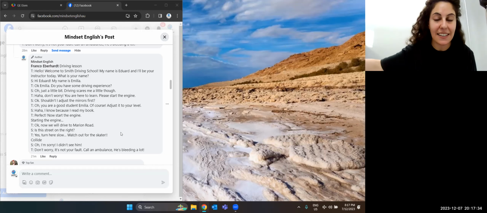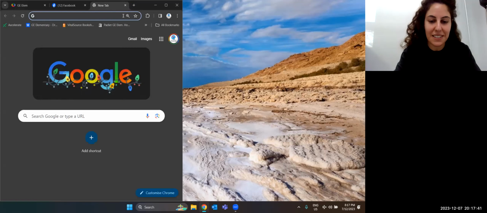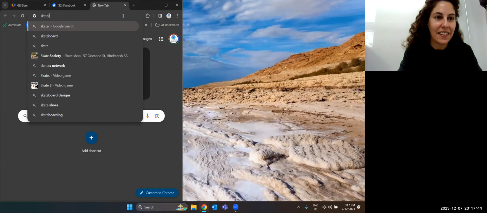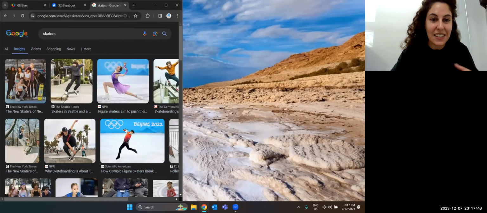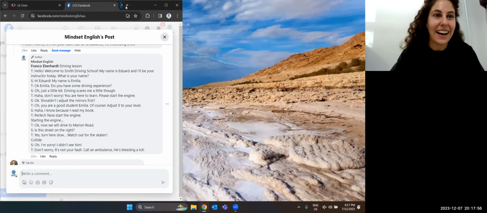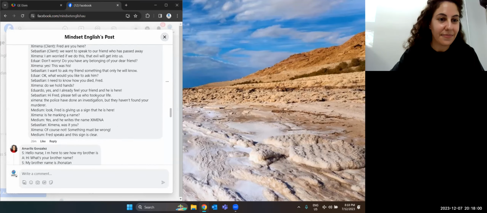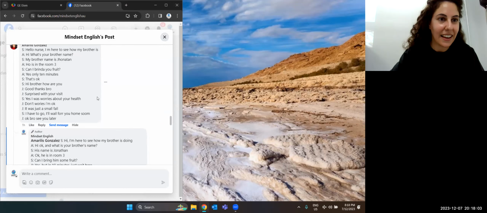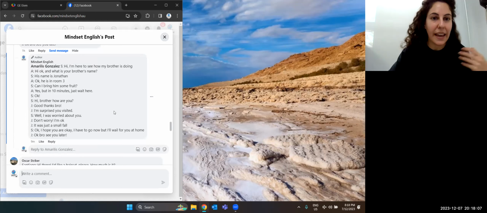Very good conversation, but bad situation. She hit a skater. A skater is someone who's on their skateboard, like on the road. I'll just quickly show you what a skater is. So you'll see a lot of these people on their skateboards. This is what the driver, the person taking the lesson, hit. Okay, who would like to go next? Sebastian and Amalaris. Okay, so make sure it's this one.